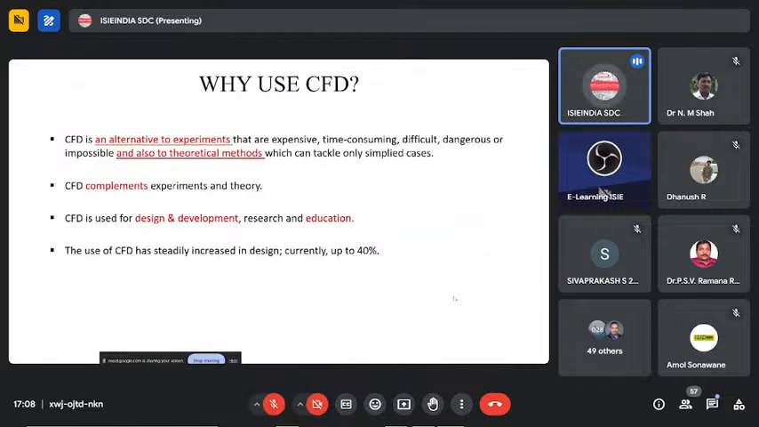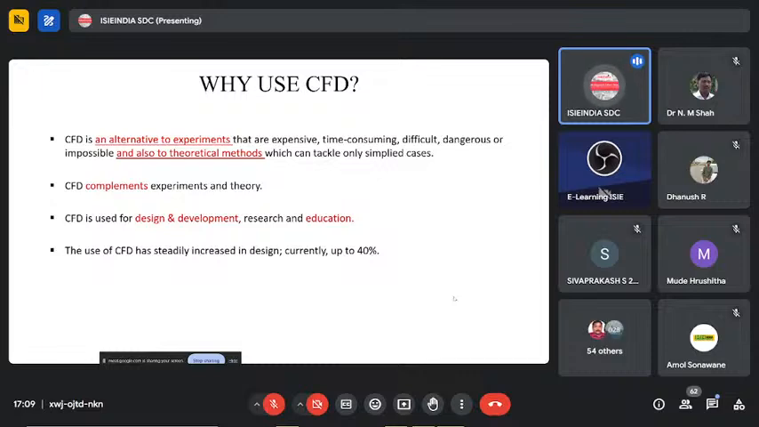So after how CFD works, why do we use CFD? This question arises. The use of CFD is basically incredible for various reasons. CFD offers various alternatives to experiments. Physical experiments can be very expensive, so CFD allows us to simulate these experiments on computers, and we can save a large amount of cost. So CFD is useful in that sense.